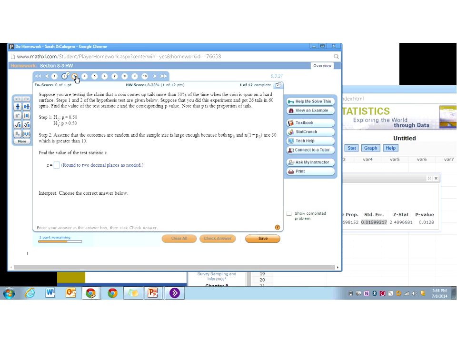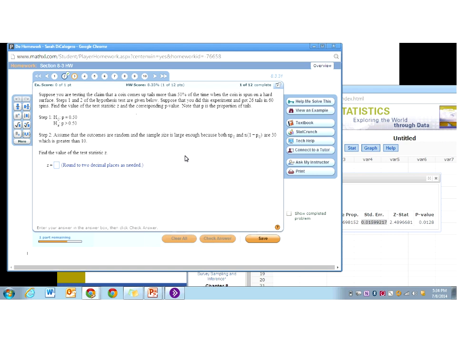Okay. Let me randomly choose one more. All right. Suppose you are testing the claim that a coin comes up tails more than half the time, 50% of the time, when the coin is spun on a hard surface. Steps 1 and 2 of the hypothesis test are given below, so we did not do that in the previous problem, and we really should have to make sure that this was legal. Suppose that you did this experiment and got 26 tails in 60 spins. Find the value of the test statistic Z and the corresponding p-value.